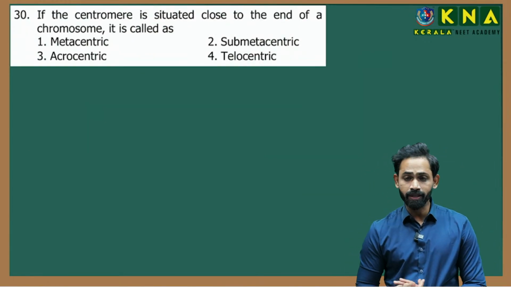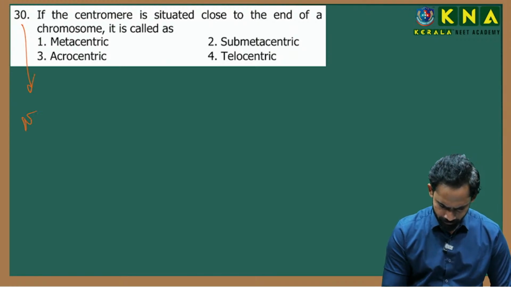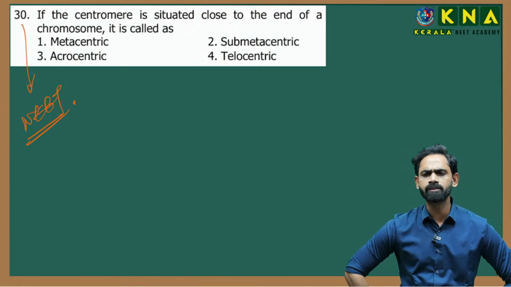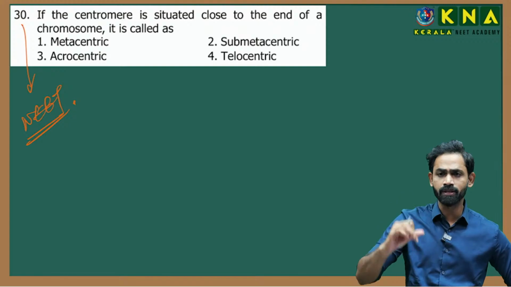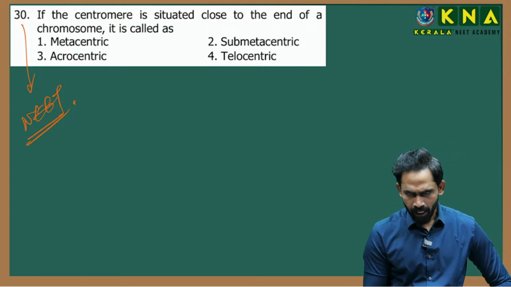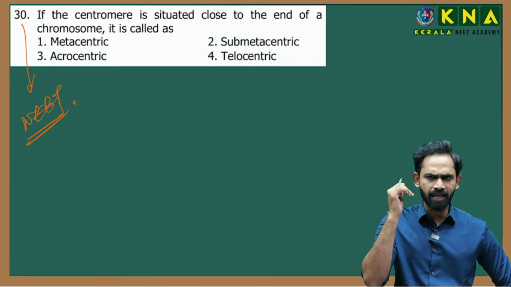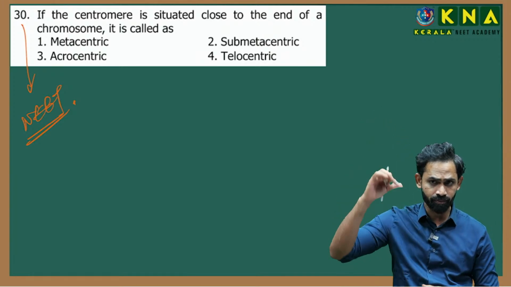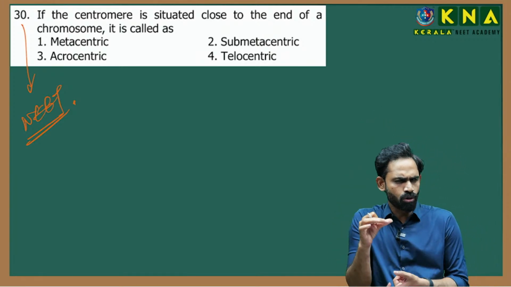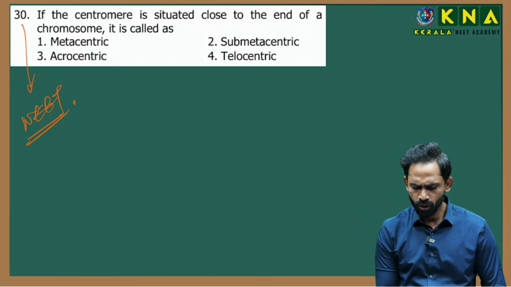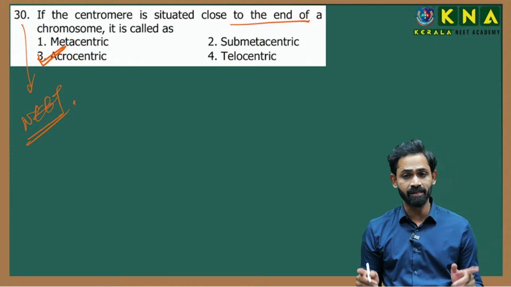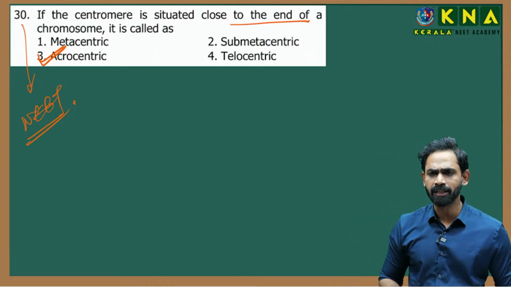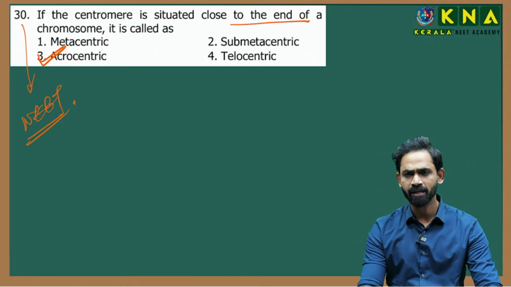Centromere position is important for the NEET exam, definitely asked multiple times. Classification of chromosomes is based on the position of the centromere. Metacentric has it at the center. Submetacentric has it slightly away from the center, giving unequal arms. Acrocentric has it close to the end, and telocentric has it at the end. This 30th question is important for NEET. There are good questions, but the rRNA synthesis question is very important.